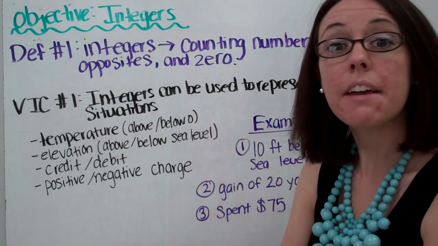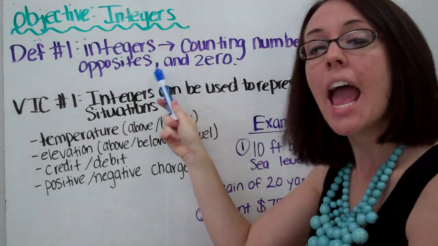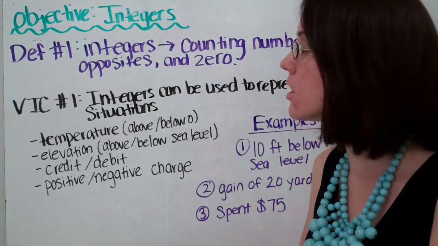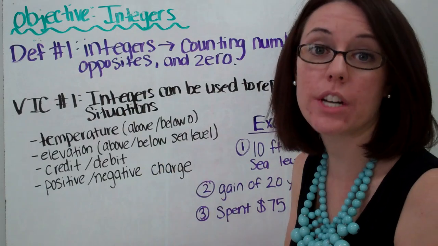Objective: integers. Definition number 1. Integers are counting numbers, their opposites, and 0. Counting numbers are 1, 2, 3, 4, so whole numbers, their opposites, and 0. It does not include fractions or decimals.